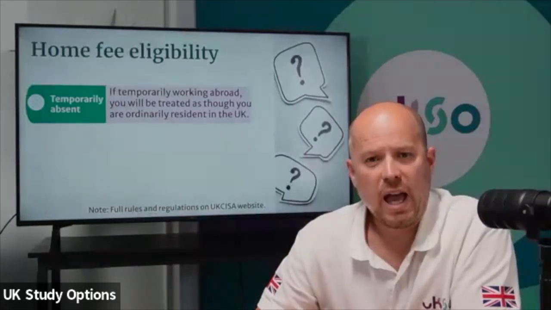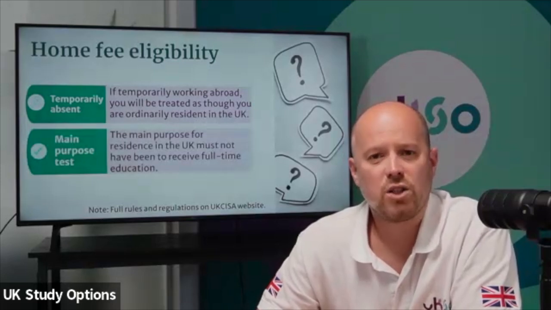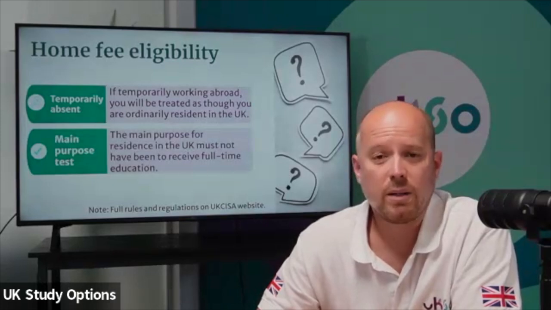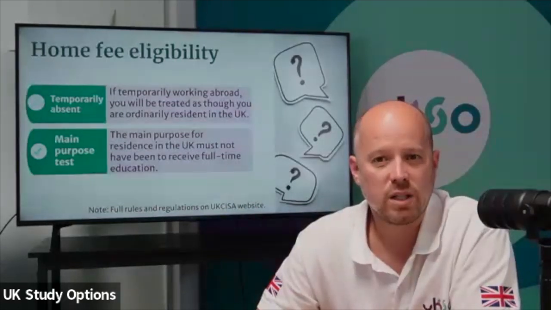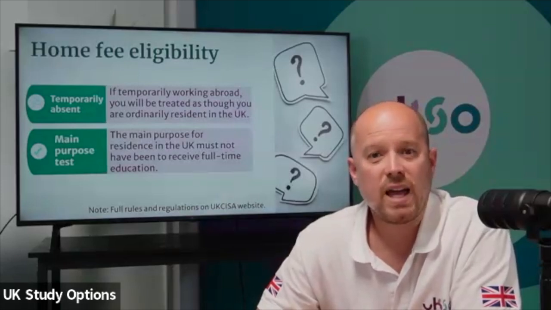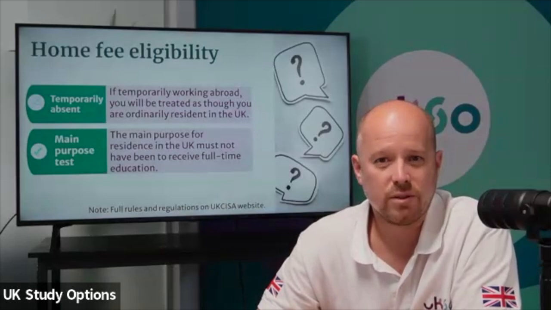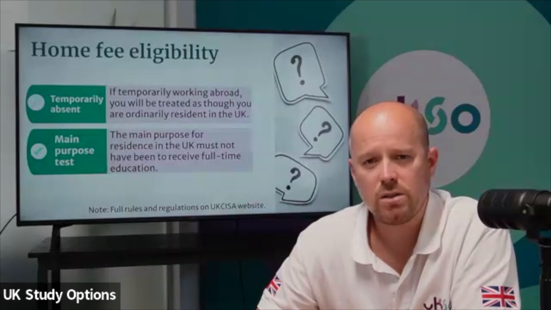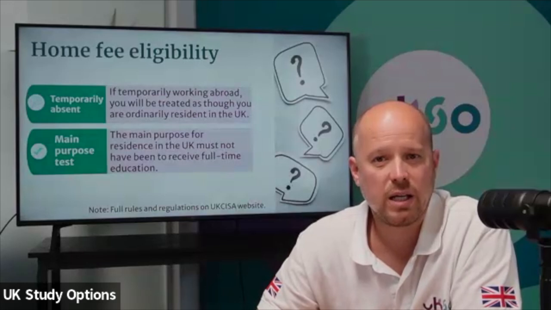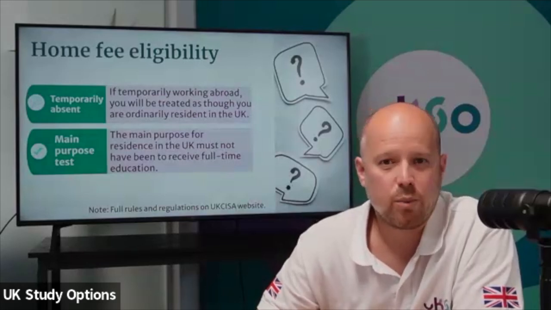There's one further aspect of the rules that I wanted to make you aware of, and that is the main purpose test. And this particularly affects families that have a child in boarding school in the UK, because the main purpose test says that the main purpose for residence in the UK must not have been to receive full-time education. If that is the case, then that actual residence in the UK does not count towards getting home fees for a UK university degree. So if a child is at boarding school in the UK and their parents remain living outside of the UK, the universities are likely to apply this main purpose test.